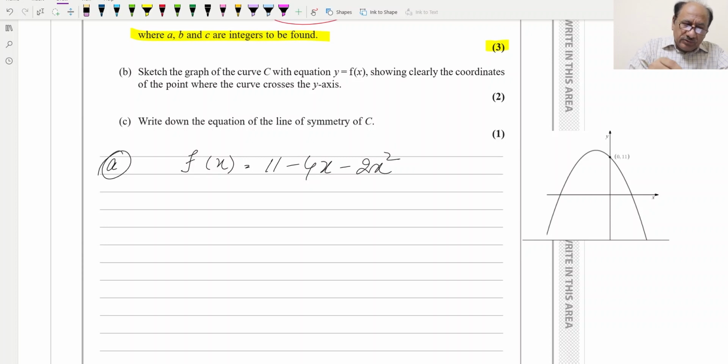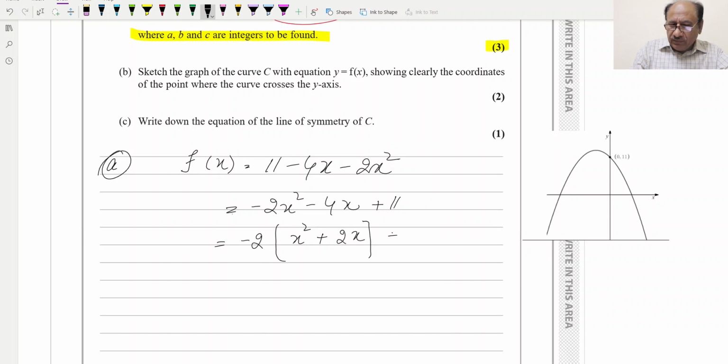So now first of all, we will be arranging this equation. We can write it as minus 2x squared minus 4x plus 11. Now this coefficient we have to take common. This is how we are completing the square. So minus 2 will be taken out, and inside will be x squared, and minus is gone out, so plus 2x, and this tail portion plus 11 we will keep as it is.